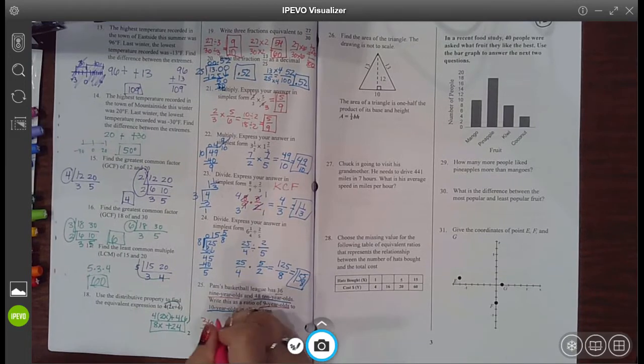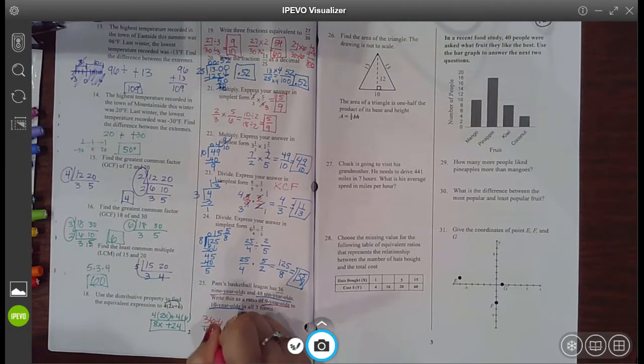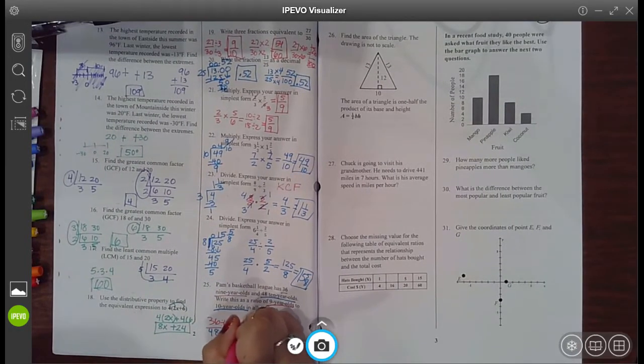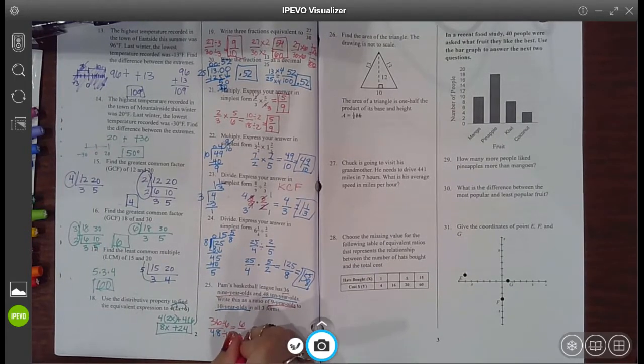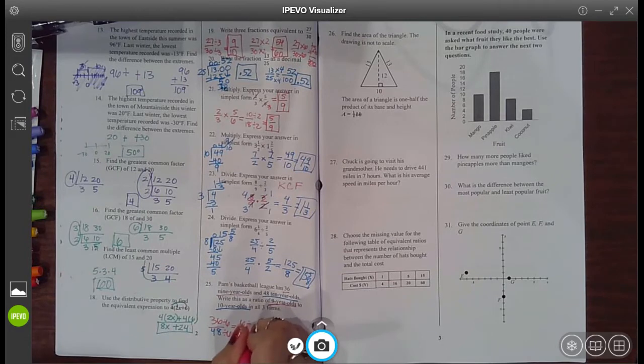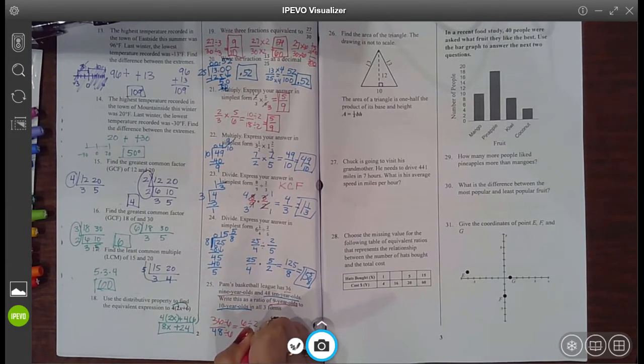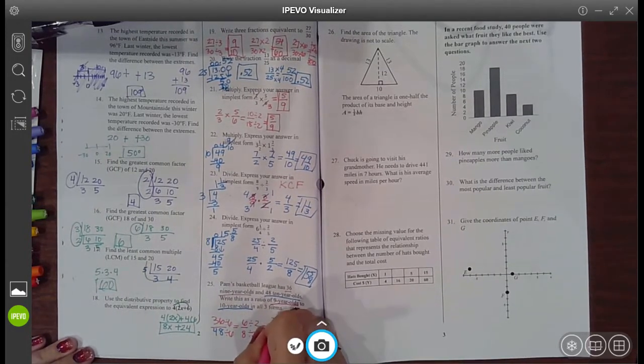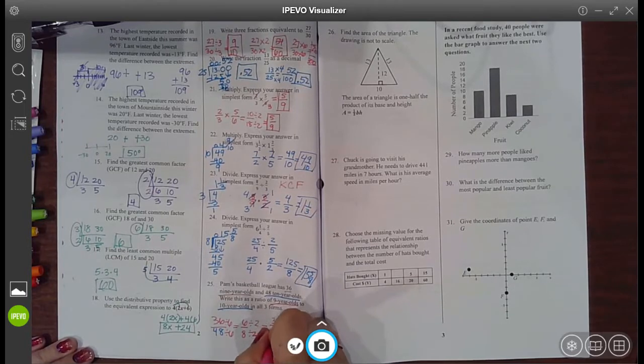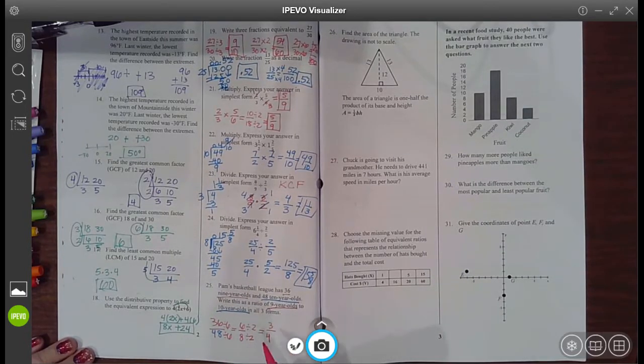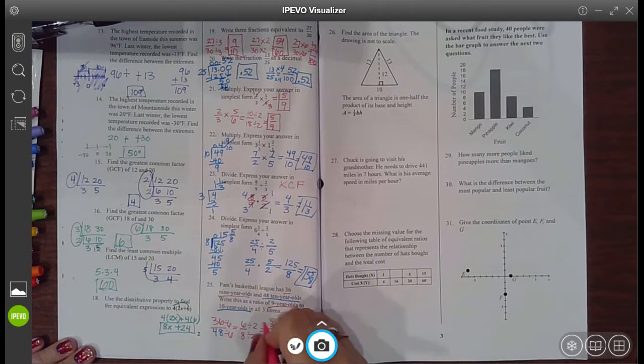Yeah, by 6. 36 divided by 6 is 6. 48 divided by 6 is 8. Can you reduce that? By 2. And 6 divided by 2 is 3, and 8 divided by 2 is 4. Now, if you reduced with different numbers, it's fine, as long as you still got to 3/4.